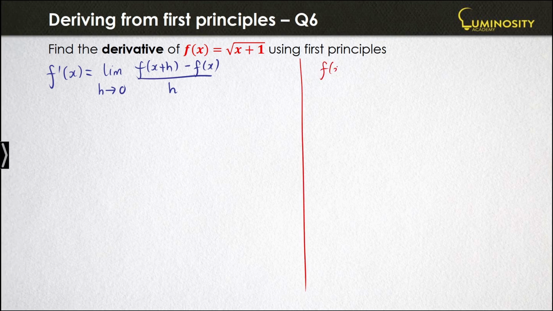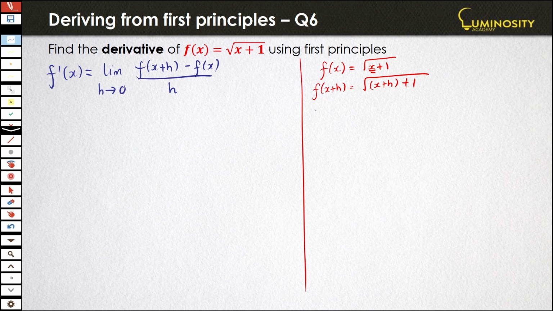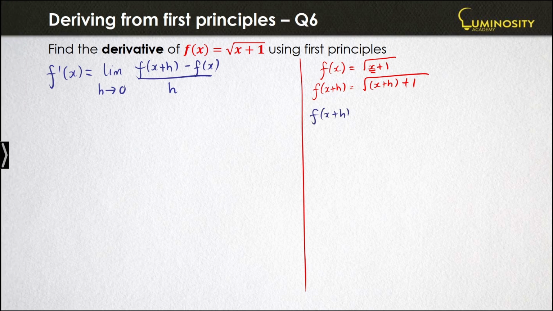So f of x is a surd function, the square root of x plus 1. Now, f of x plus h: wherever there's an x, I replace it with x plus h. So that's the square root of x plus h plus 1. Okay, so let's do that difference. We have f of x plus h minus f of x. That's the square root of x plus h plus 1 minus the square root of x plus 1.